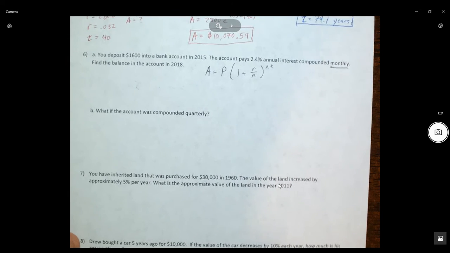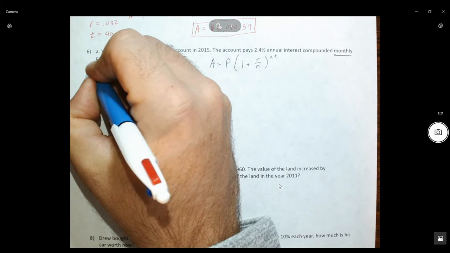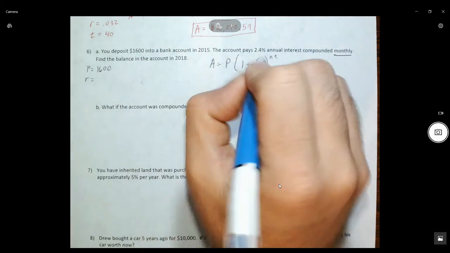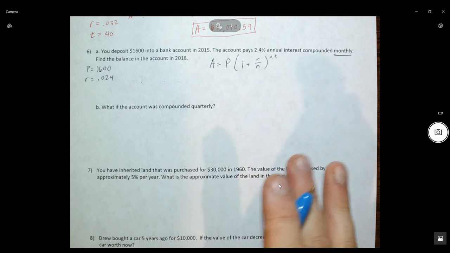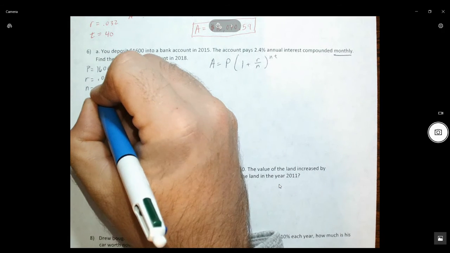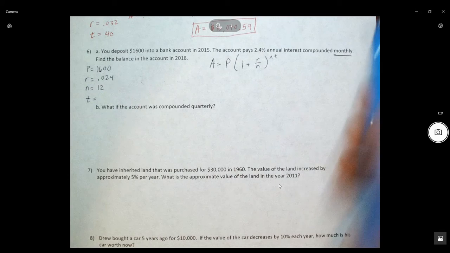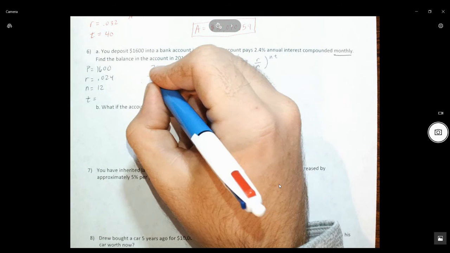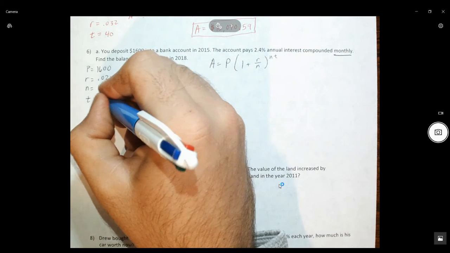Okay, so now I've got to label what I know so I can plug in and figure out how much she's going to have in the end. All right, so I know my principal. What I'm starting with is $1,600. And then my rate is at 2.4%, which is 0.024 as a decimal. I know I'm compounding monthly, so that means the N is going to be 12 months. And my time is going to come from subtracting these years. So to get time, I'm going to do 2018, this is a simple one, minus 2015, which leaves me with 3 years. So her T is 3.